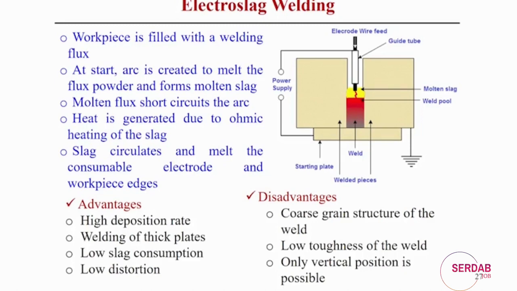In this case, if we look into the main advantages, a high deposition rate is possible, and welding of very thick plates is also possible. The slag consumption rate is typically low, and low distortion is possible in these processes. That means the electroslag welding process has almost similar advantages to the submerged arc welding process.